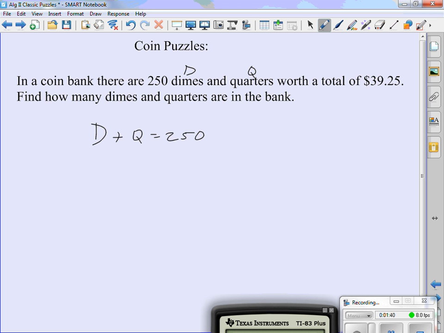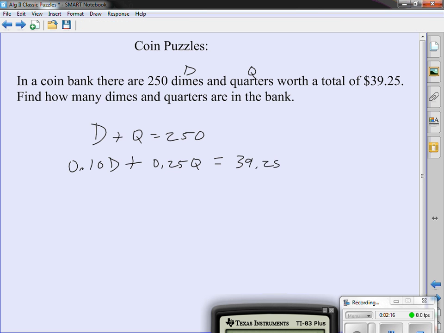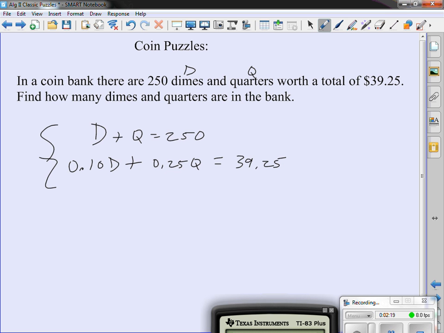What do I know about a dime? 10 cents. How do I write 10 cents? 0.1, you can put the 0, D. 10 cents per dime. Plus, how much is a quarter? 0.25 Q. It's 10 cents per dime, 25 cents per quarter. Why was I thinking of a nickel? I have no idea. What do I know about my dimes and quarters? They equal $39.25. That is your system.